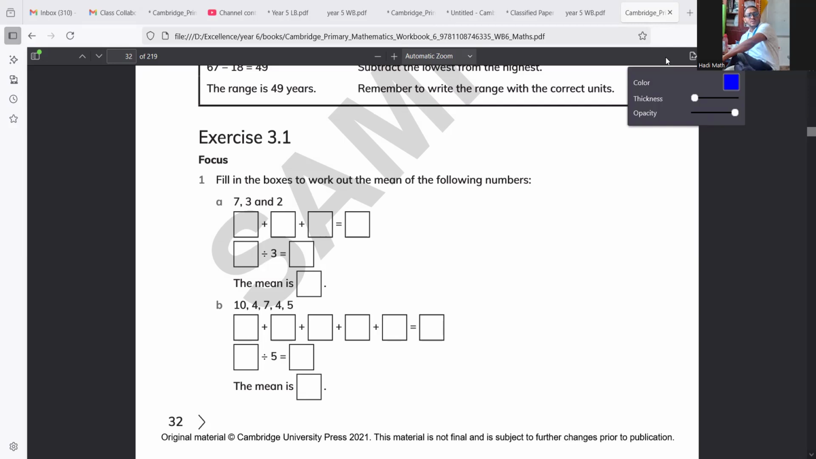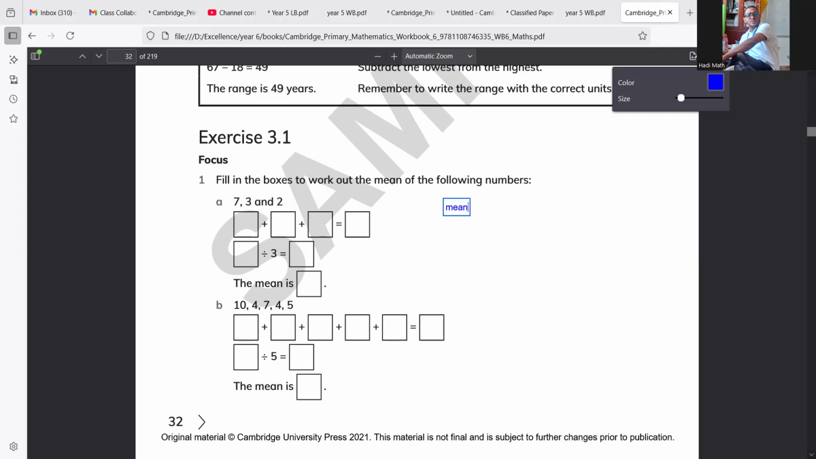This is Cambridge Primary Mathematics, exercise 3.1. It's about average, which is the mode, mean, median, and range. Question number 1. They say fill in the boxes to work out the mean of the following numbers. Before we fill the boxes, let's see what we mean by the mean.